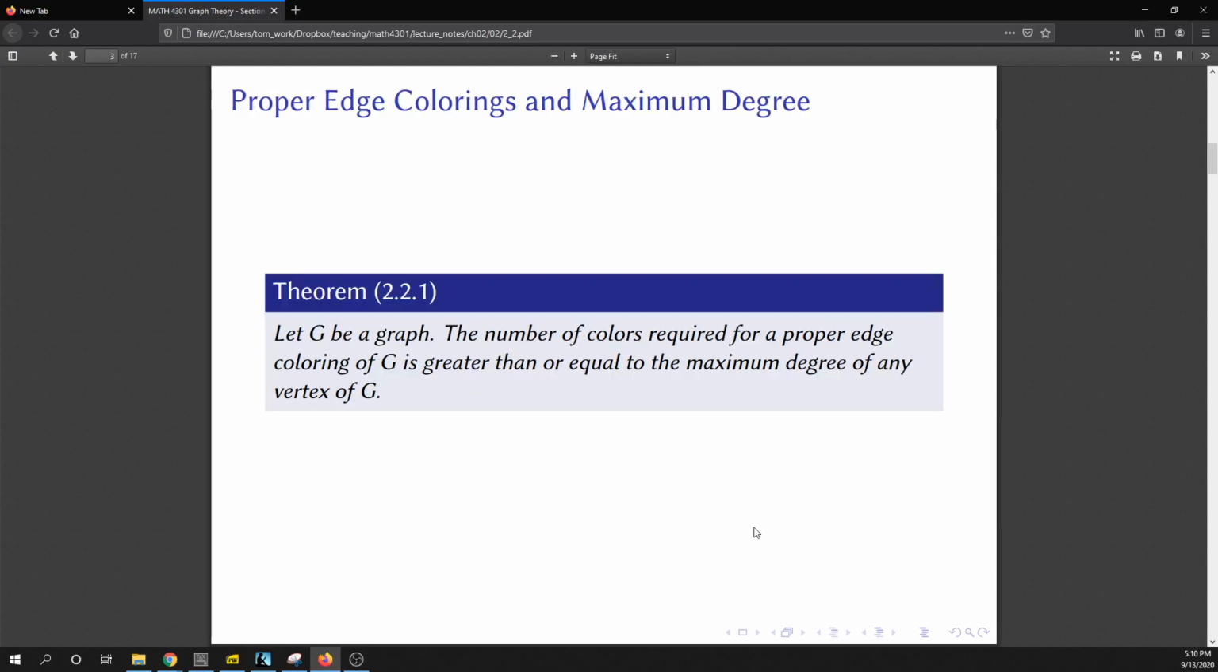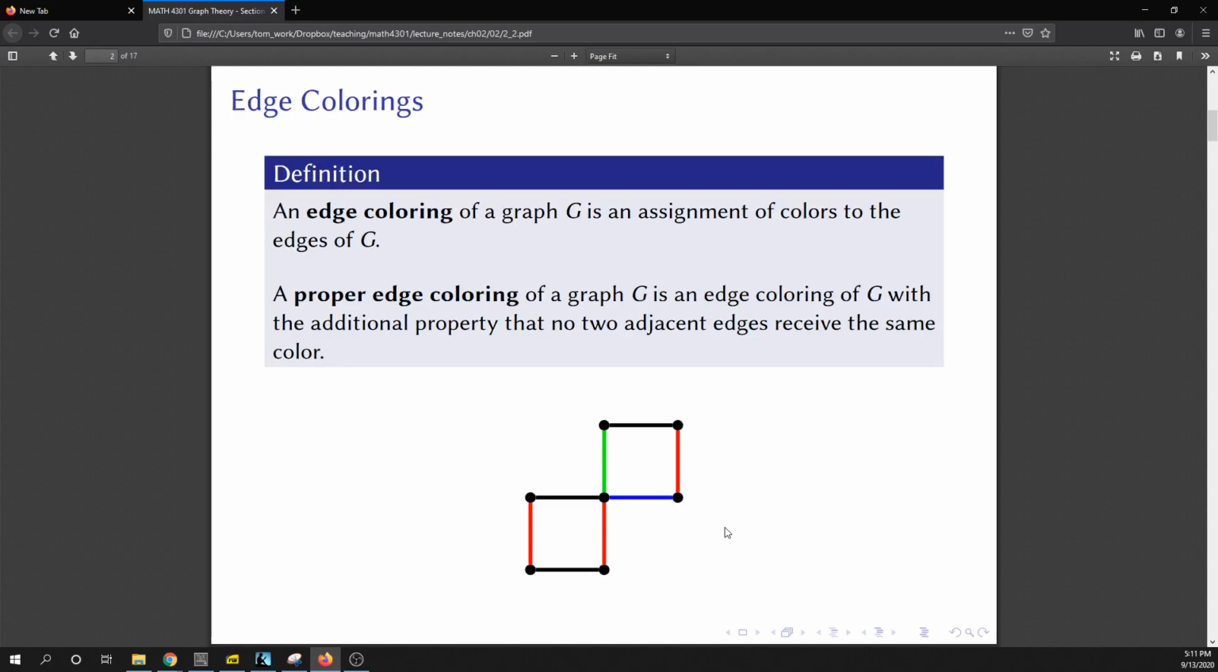Probably you can see right away the proof of this theorem 2.2.1, which says if I have a graph, then the number of colors required for a proper edge coloring of G is greater than or equal to the maximum degree of any vertex of G. And that's pretty obvious. So let's go back and look at our coloring example, and the max degree on this graph is going to be 4, with this vertex right here. 1, 2, 3, 4. So the degree of this vertex is 4.